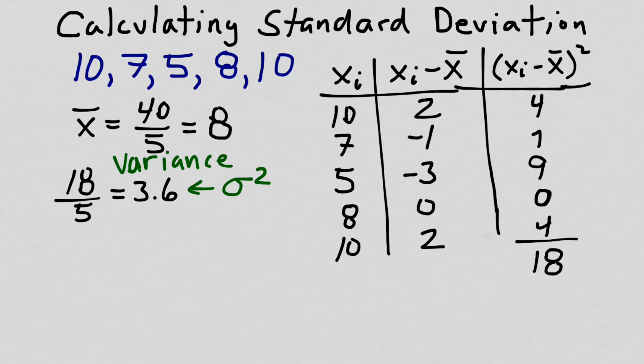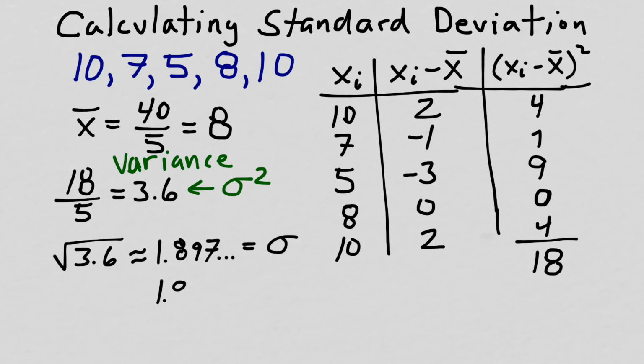And to find the population standard deviation, we just take the square root of that result. So the square root of 3.6 is roughly 1.897 if you work it out on a calculator, and digits beyond that. And this is equal to sigma. This is equal to the standard deviation. So to 3 significant figures, we could say 1.90.